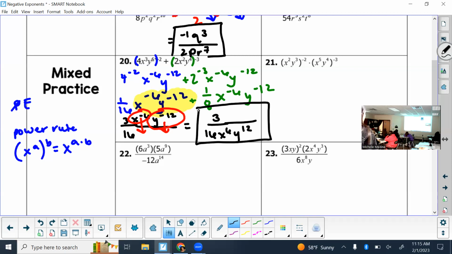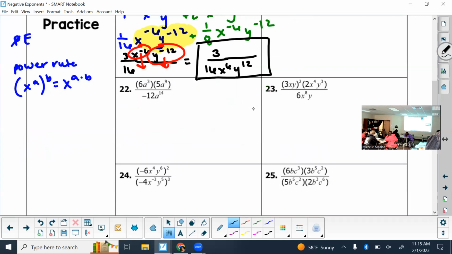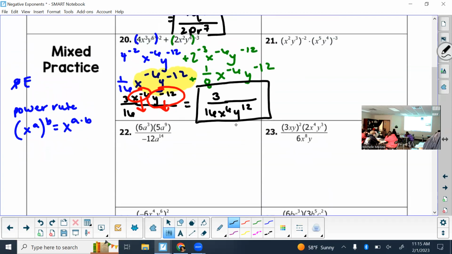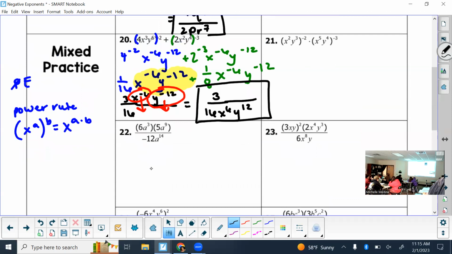Okay, let's do another together, and then I'll have you try probably 1 or 2. So let's look at 22 together. So lots of stuff going on here. We have stuff being multiplied together and then divided.